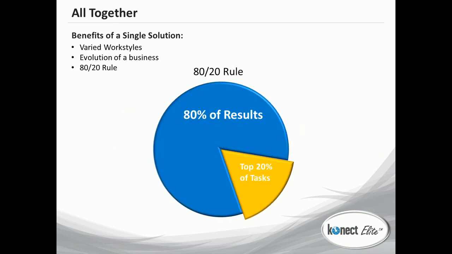Third, a single solution allows admins to follow the 80-20 rule. We all know the 80-20 rule. Well, there are many of them. We're talking about time management. The 80-20 rule states that 80% of results come from the top 20% of the most important tasks.